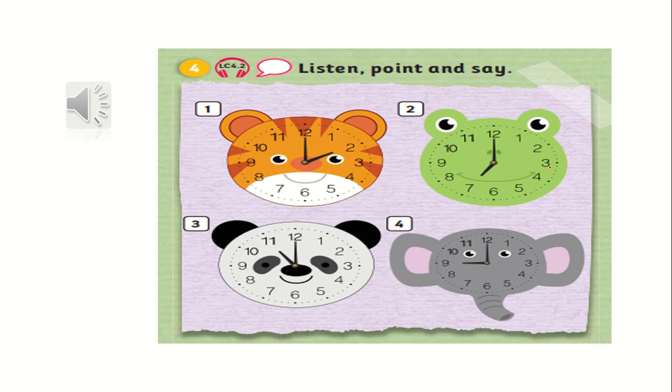1. Number 1. 2 o'clock. 2 o'clock. Very good. Look at the time here with the short hand. It's 2 o'clock. What about number 2? Can you read it, my students? 7 o'clock. Very good. 7 o'clock. Excellent. Number 3. 11 o'clock. Say 11 o'clock. 4. 9 o'clock. So this is 9 o'clock. Okay, my students?